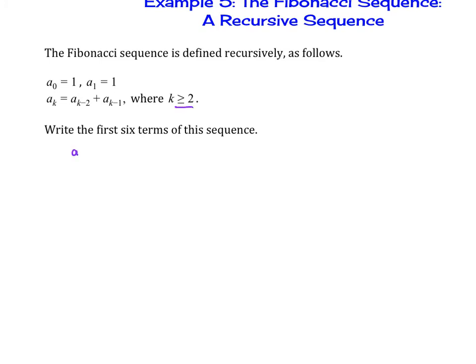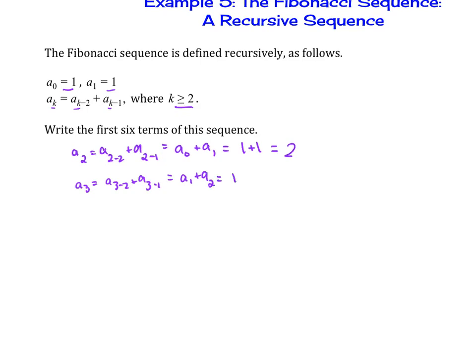So let's start with a sub 2 equals a sub 2 minus 2 plus a sub 2 minus 1, right? I'm plugging in 2 in every place here. So this is a sub 0 plus a sub 1. So I'm looking at a sub 0 plus a sub 1, and I'm adding them together. So 1 plus 1 is 2. Then I do the next one, a sub 3. That's going to be a sub 3 minus 2 plus a sub 3 minus 1. So it's a sub 1 plus a sub 2. So a sub 1 we know is 1, a sub 2 is 2, and so the answer is 3.